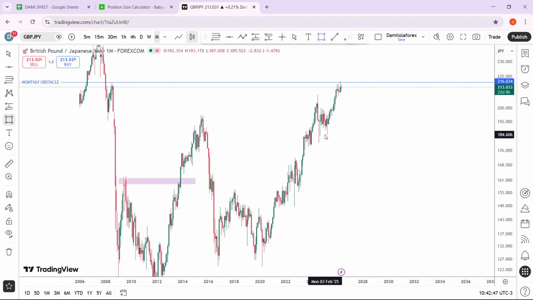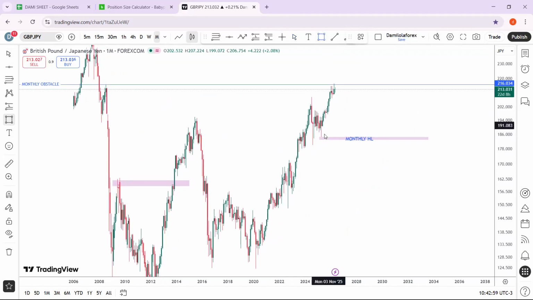I'm now going to tag this level right here as the last higher low point of price. Okay, so here, monthly higher low. So this means price is between the monthly higher low points and within the monthly obstacle points.